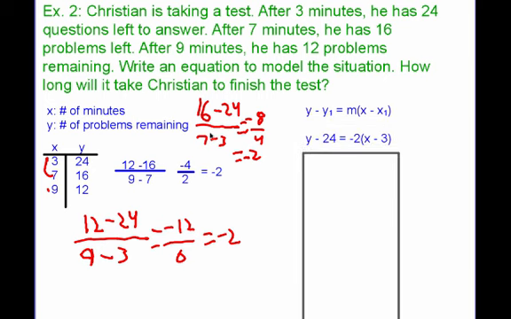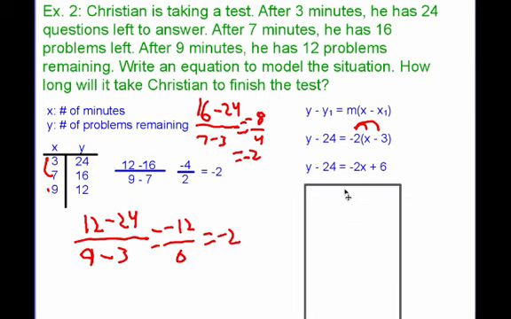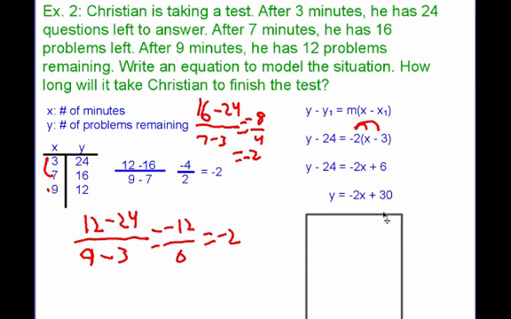I'm just going to plug my numbers in. For x1, I put 3. For y1, I put 24. So I get y minus 24 equals negative 2 times x minus 3. Now I'm going to put this in slope-intercept form. Negative 2 times x, negative 2 times negative 3 gives me y minus 24 equals negative 2x plus 6. Now I need to add 24 on both sides. I get y equals negative 2x plus 30.